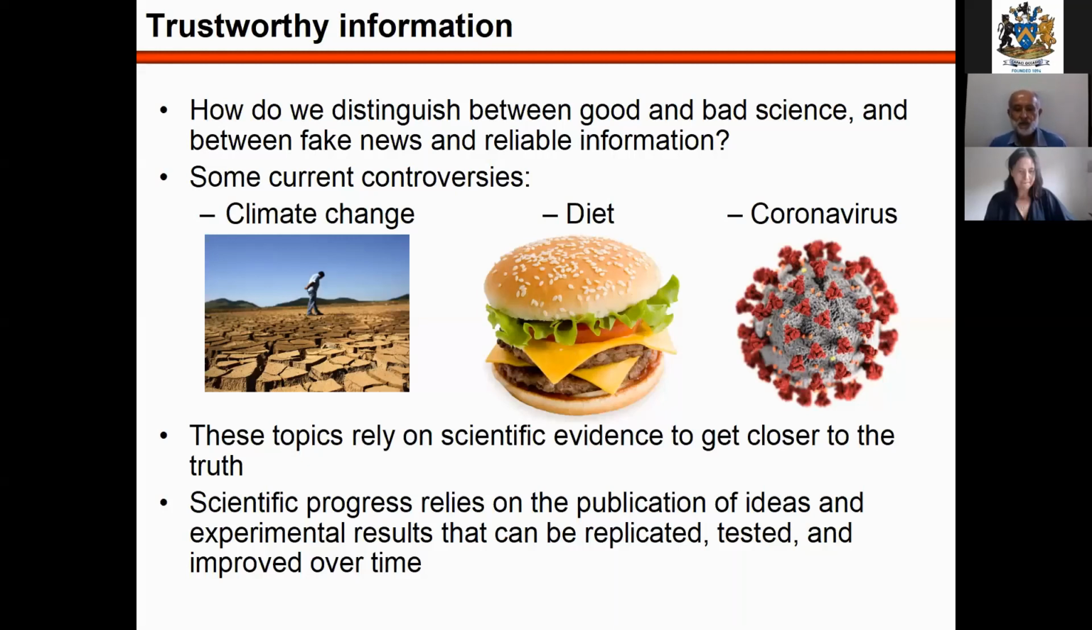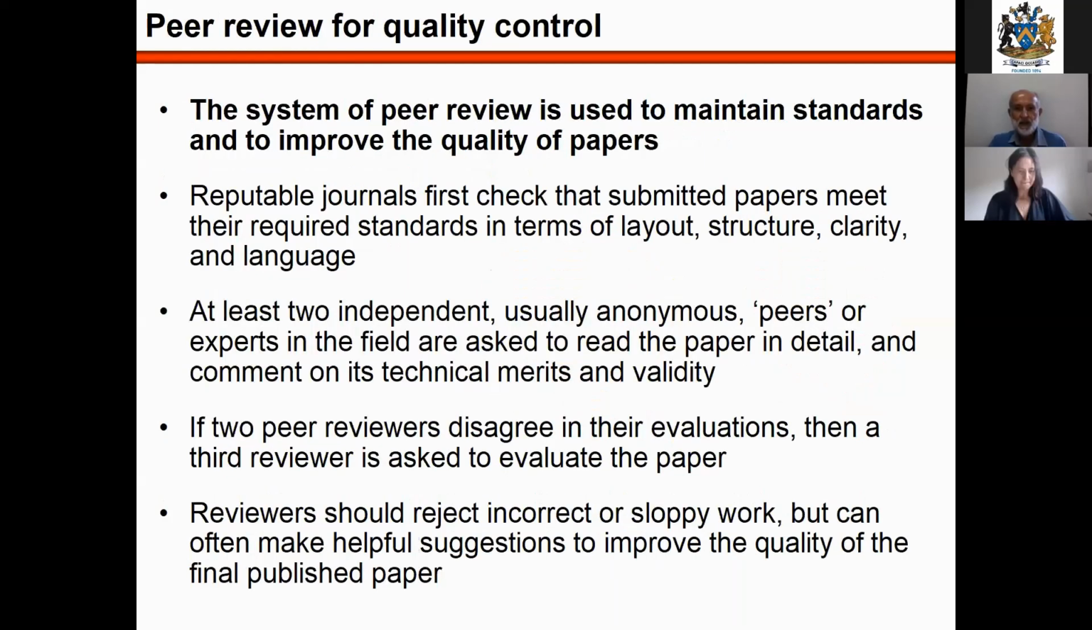Now, scientific progress relies on the publication of ideas and experimental results that can be replicated and tested and improved over time. So how do we go about controlling the quality of what gets published, especially today when it's so much easier to publish information than it was in days gone by?